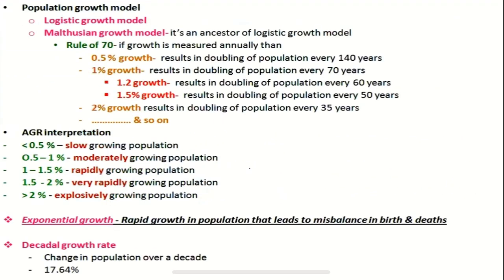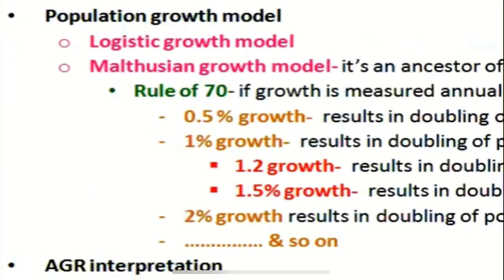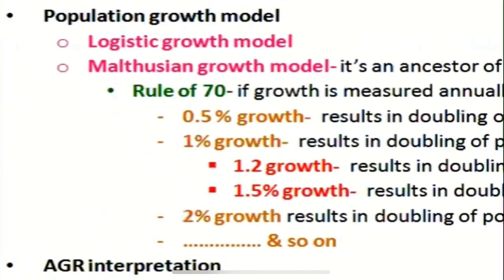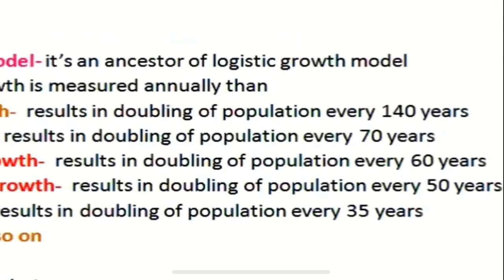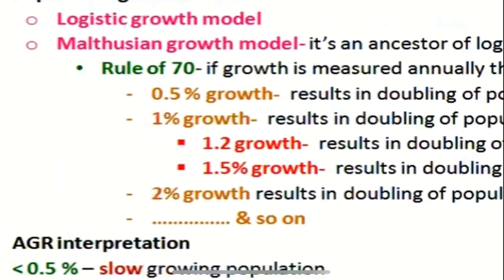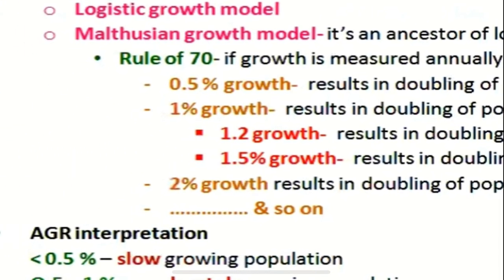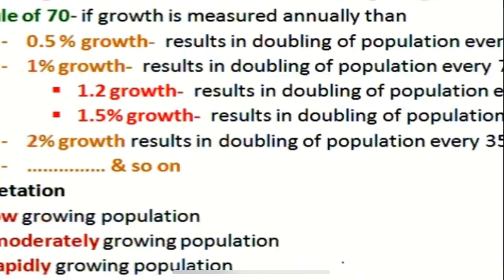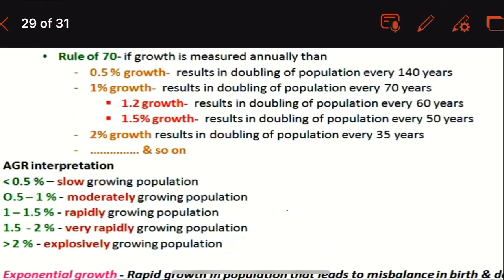Next, we have the population growth models. We have two major models you have to remember, that is the logistic growth model and the Malthusian growth model. Very important: the Malthusian growth model is an ancestor of the logistic growth model. Now we're moving on to the rule of 70.